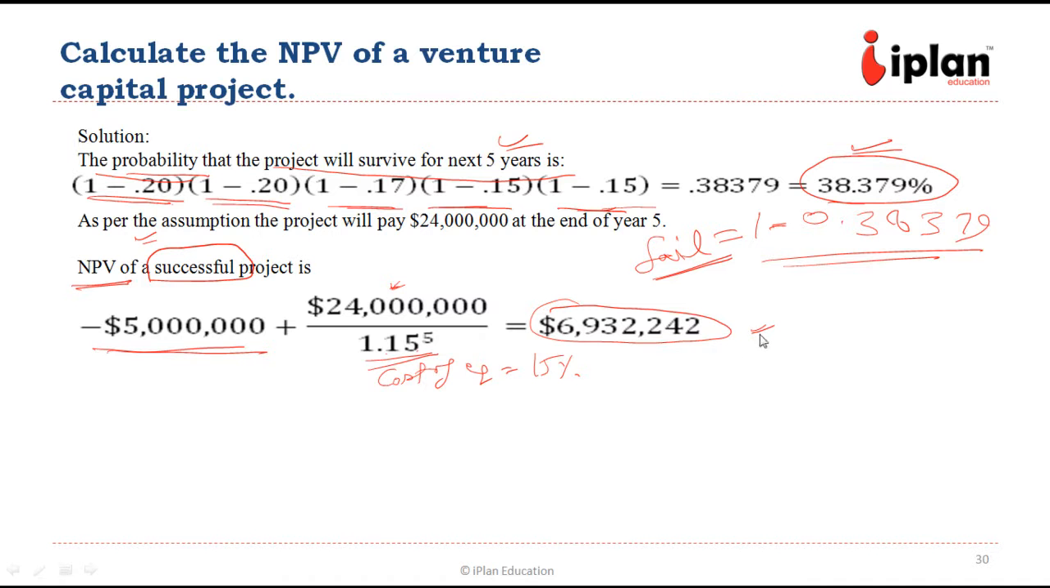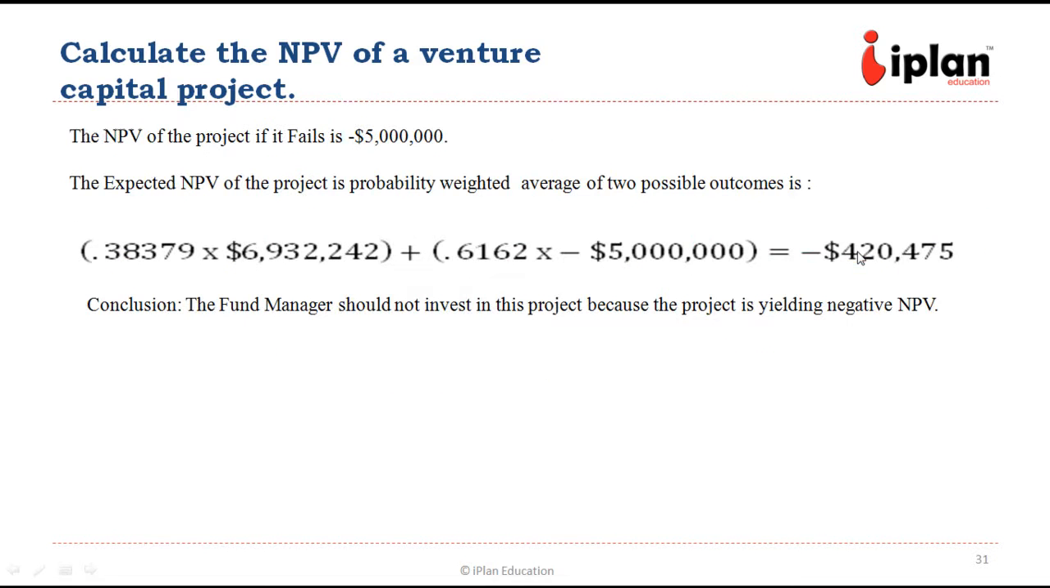But there is a possibility that the project might fail, and that probability is 1 minus 0.38379, which is 0.6162. In that case, all the investment is going to be lost. The $5 million investment is lost in the case of failure. So minus 5 million into 0.6162, the probability of this loss, and this is the NPV if the project is successful, and the probability of that case is multiplied. So this is the calculation of expectations. We know that we calculate expectations as sigma of probability into cash flow.